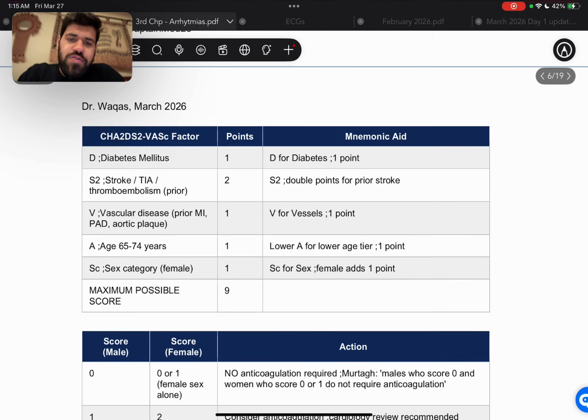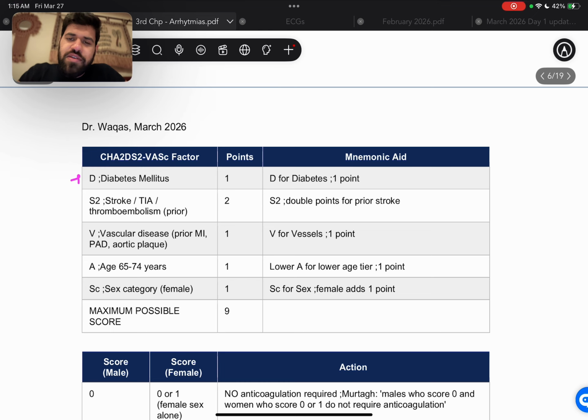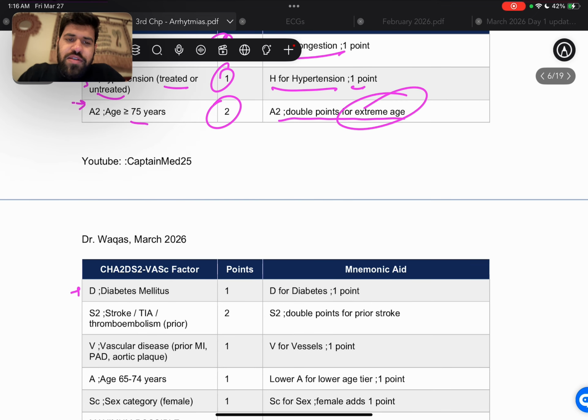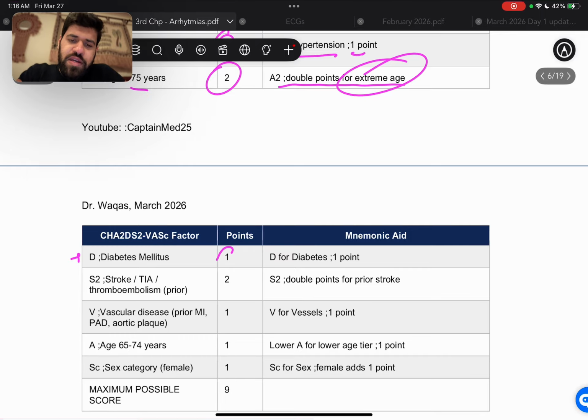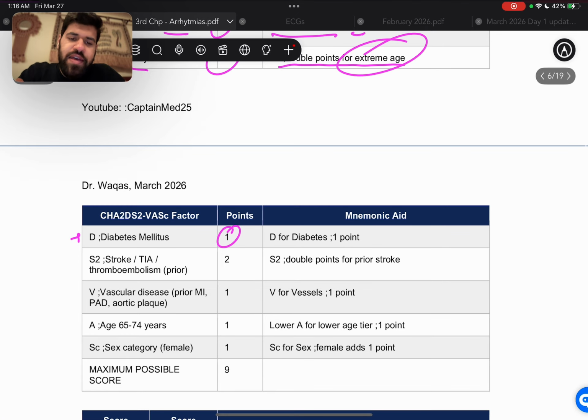All right. So D is diabetes mellitus. I haven't come across this extreme age factor. I was just saying, maybe 70, 80, 82. That's it. So diabetes mellitus is 1 point. S2, so any history of stroke, TIA, thromboembolism is 2 points. So double points for prior stroke.